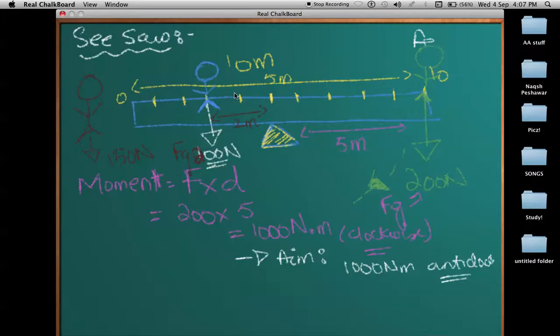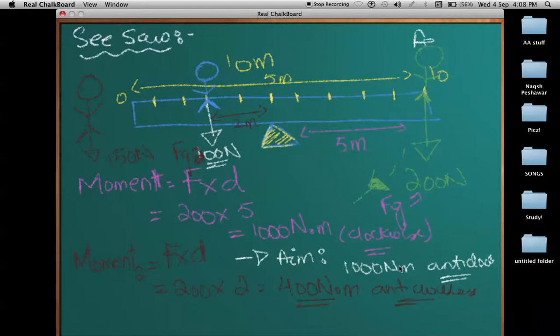So let's find out what is the moment I am exerting if I sit here. So moment number 2 would be given by the same formula, F times d. In this case, we have the force, which is 200, times displacement, which is 2. This would give me 400 newton meters. This is in the anti-clockwise direction, but it is not fulfilling the requirement. Our requirement is 1000 newton meters.